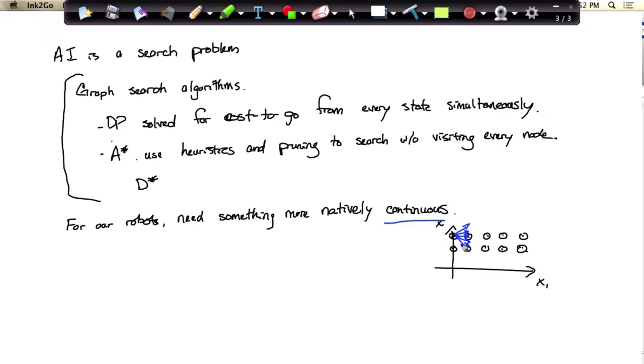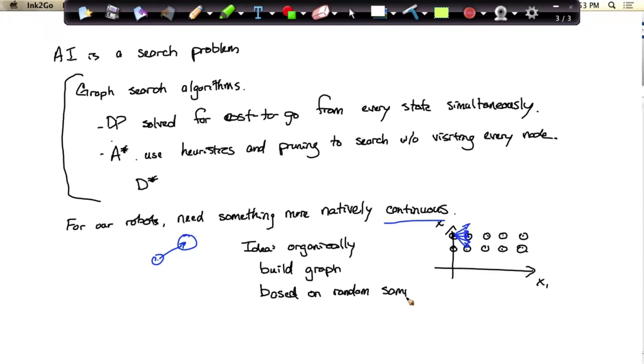We'll still build a graph, but we'll build it sort of dynamically. We'll sample from feasible actions, and we'll just let it grow dynamically. So let's think of an algorithm that starts off with a single node, and I'll pick a random action u, and wherever I land, I'll build a new state. I'll sort of organically build my graph based on random samples. Right, so that's a really nice idea.